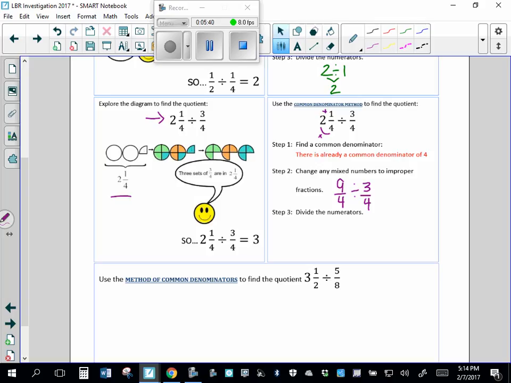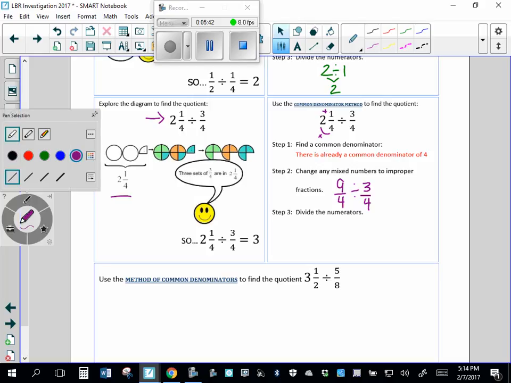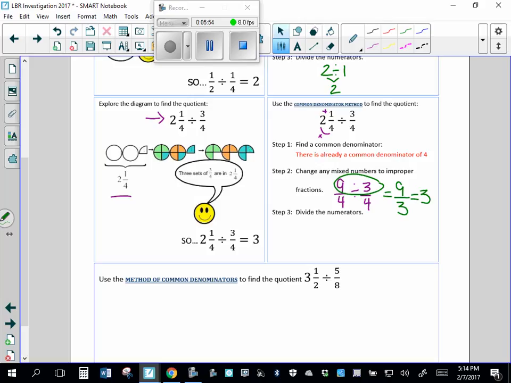So when we divide the numerators, we're just going to do 9 divided by 3. We can write it in fraction form. Nine divided by 3 is 3. We figured that out over here. And don't forget that 9 divided by 3 can also be written this way. So you have the option. But either way, your final answer is 3.